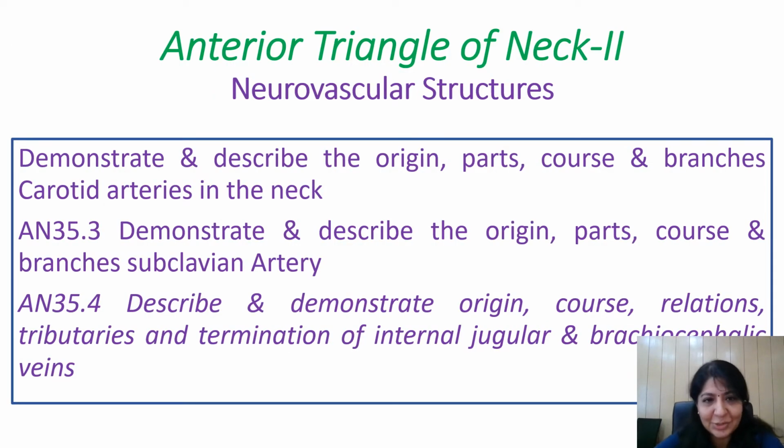First we'll go over the competencies which we'll be covering. So we will be studying, demonstrating and describing the origin, paths, course and branches of the carotid arteries, as well as the subclavian artery in the neck. The subclavian artery just peeps into the neck, but it gives branches, and the carotids, along with the branches of the subclavian artery, are ultimately responsible for the entire blood supply which is coming to the neck area. Describe and demonstrate origin, course, relations, tributaries, termination of internal jugular and brachiocephalic veins.